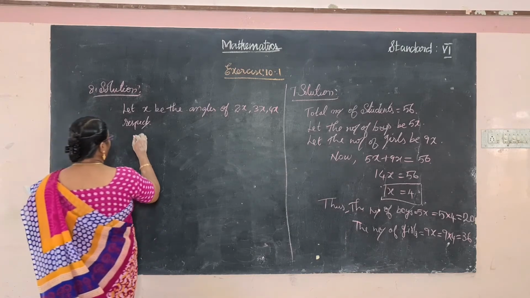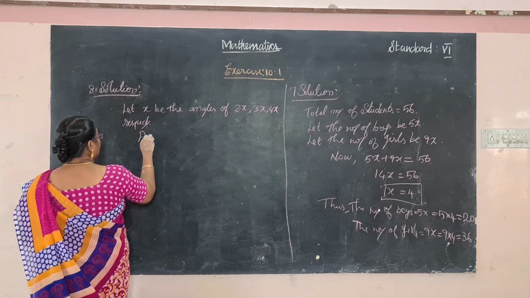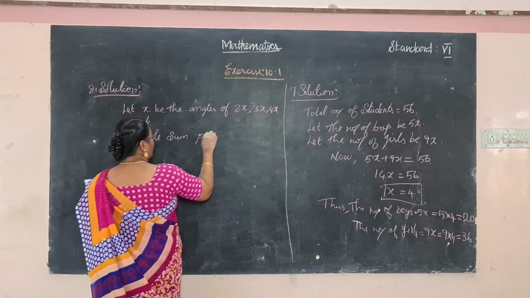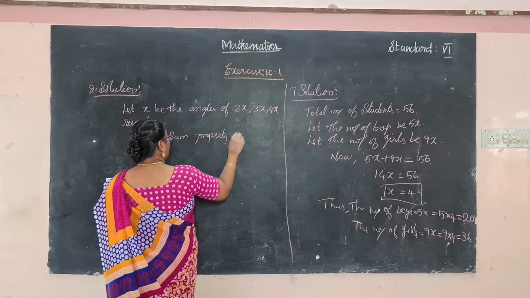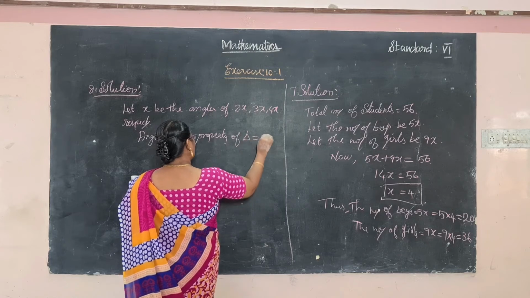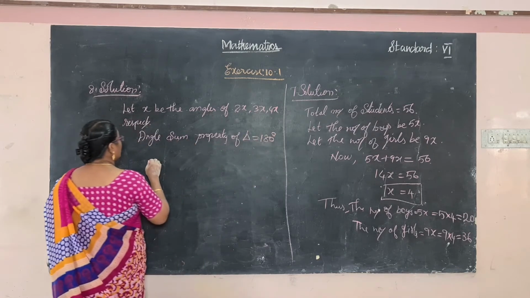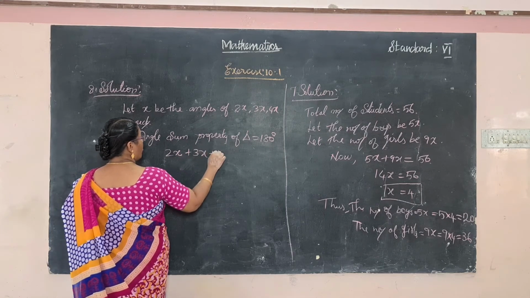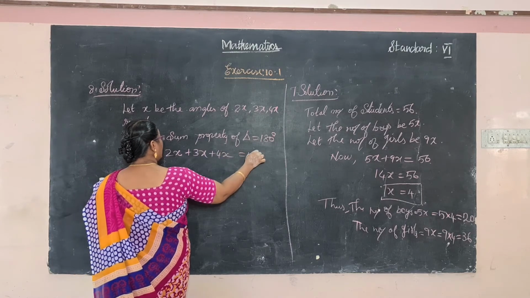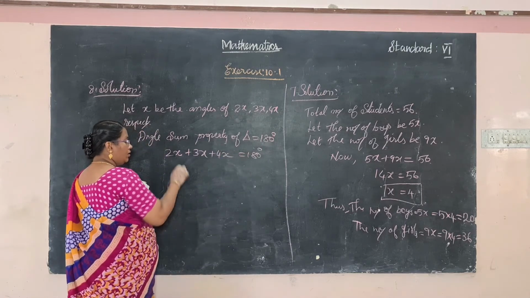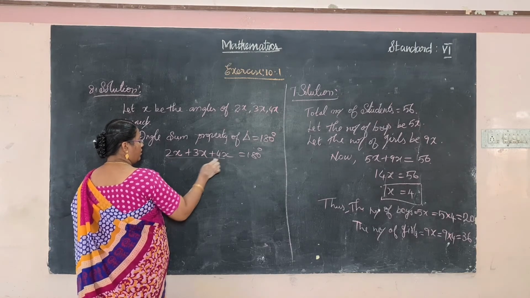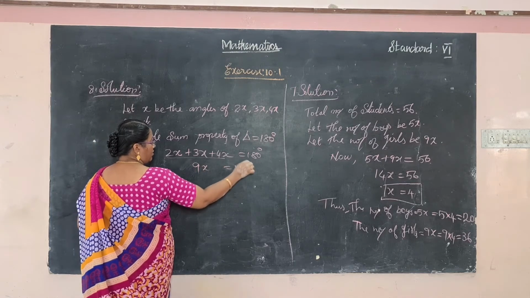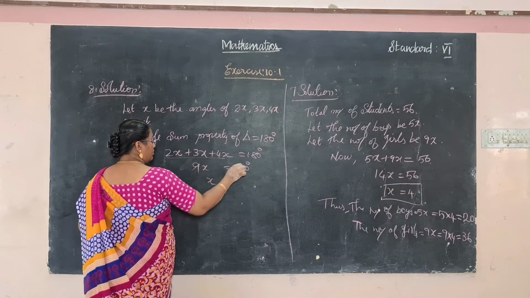So the angle sum property of a triangle is equal to 180 degrees. So the sum of the angles is 2x plus 3x plus 4x is equal to 180 degrees. Add these three values: 5 plus 4, 9x is equal to 180. So x is equal to 20.